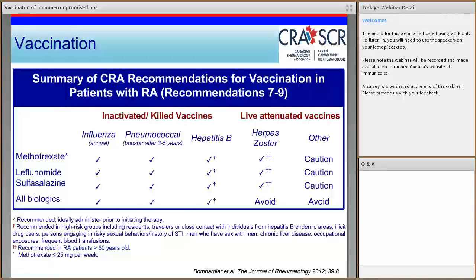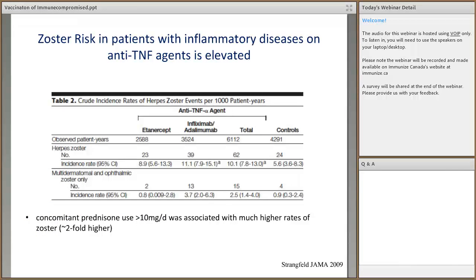I'm going to talk a little bit more about this because we do now have some new data, published after these recommendations, regarding herpes zoster vaccine and biologics. Interestingly, as you would expect, the zoster risk in patients with inflammatory diseases who are getting these anti-TNF agents is elevated. This was a study done in Germany. This was a large group of patients who were receiving anti-TNF agents such as etanercept, infliximab, or adalimumab. The authors looked at the incidence of herpes zoster in these patients, and you can see that the incidence rate is between 8.9 to 11.1 per 1,000 patient years.